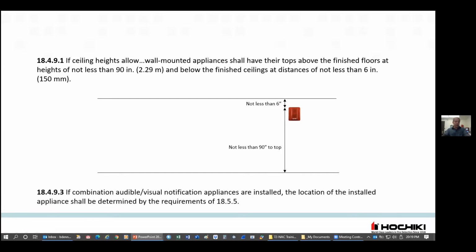Now, if we have horn strobes, combination audible visual appliances, then we're going to follow the requirements for visual appliances instead. So this is only going to apply for horns or bells or just audible type appliances.